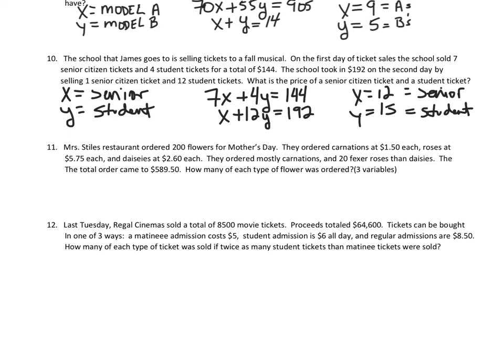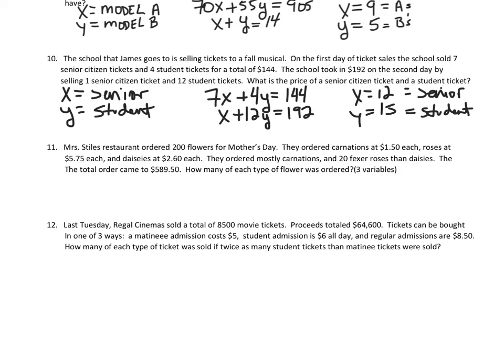Okay, in the next problem we have Mrs. Stiles, that's my mom, restaurant ordered 200 flowers for Mother's Day. They ordered carnations at $1.50 each, roses at $5.75 each, and daisies at $2.60 each. They ordered mostly carnations and 20 fewer roses than daisies. The total order came to $589.50. How many of each type of flower was ordered?